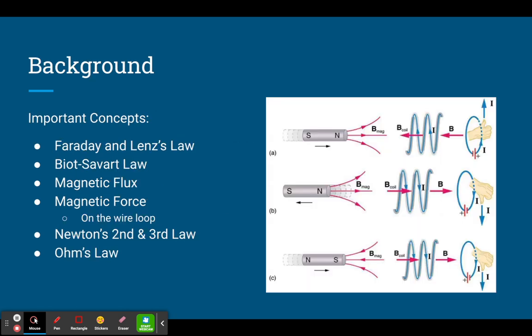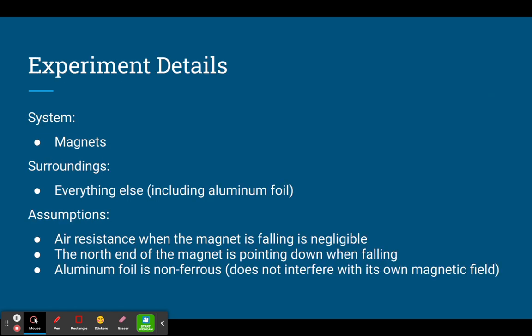So for the background, some important concepts are Faraday and Lenz's law, the Biot-Savart law, magnetic flux, magnetic force on the wire loop, Newton's second and third law, and Ohm's law. For this experiment, the system was found to be the magnet, and the surroundings were everything else, including the aluminum foil. The assumptions here are that air resistance when the magnet is falling is negligible, and the north end of the magnet is pointing down when falling. And finally, that the aluminum foil is non-ferrous, meaning that it does not interfere with its own magnetic field.